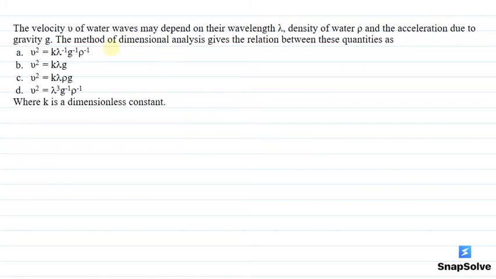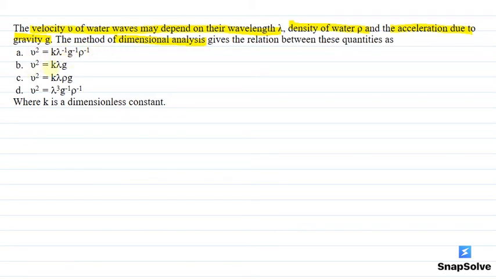I will be explaining this question in this video. The question says that the velocity v of the water waves may depend on their wavelength lambda, density of the water rho and the acceleration due to gravity g. The method of dimensional analysis gives the relation between these quantities as option A, v square is equal to k lambda inverse g inverse rho inverse.